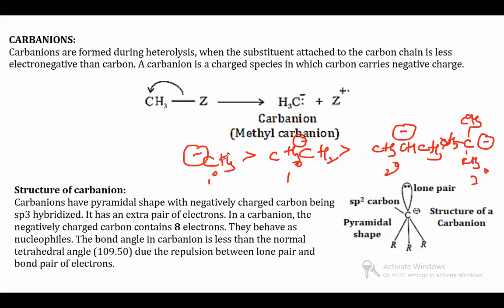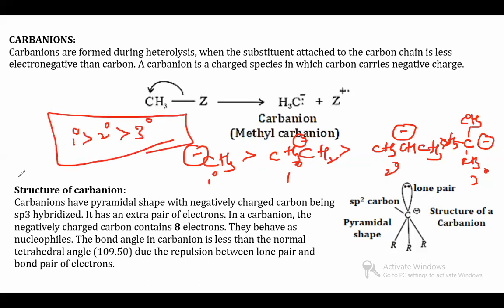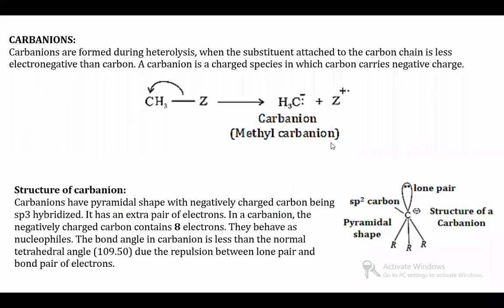So primary, 1 degree carbanion is greater than 2 degree carbanion, greater than 3 degree carbanion, the reverse of that of carbocation. So this is the structure and how it will be for the carbocation and carbanion. In this session we discussed their stability.